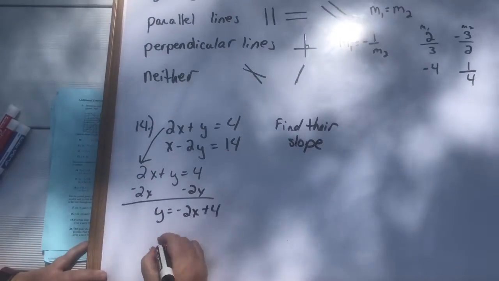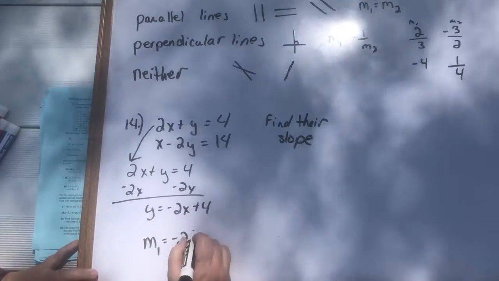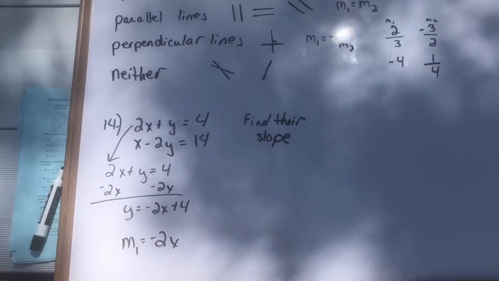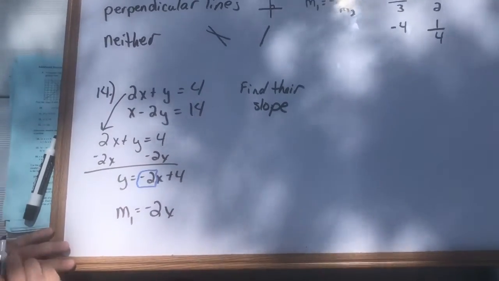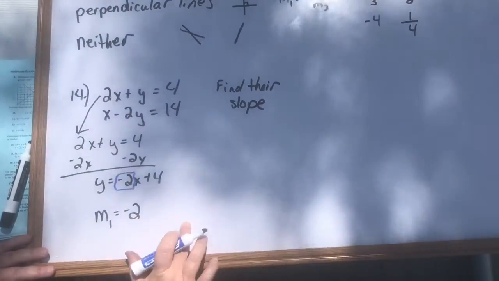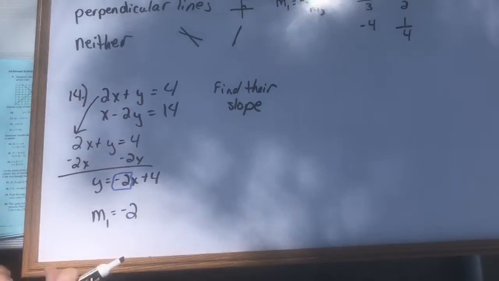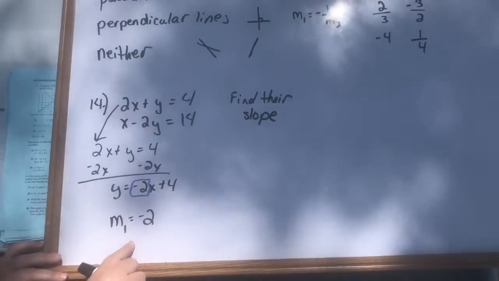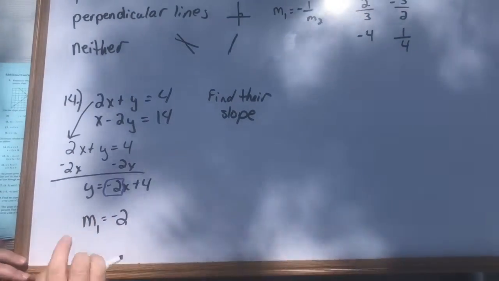What's my slope of this first line? m1 equals -2, because it's whatever is in front of the x when y is by itself. Sorry, I put an x down there. It does not need the x. The x is not part of the slope. Okay, so this is my slope for this first one. Now, if the slope of this second one is the exact same, it's going to be parallel. Let's see what it is.